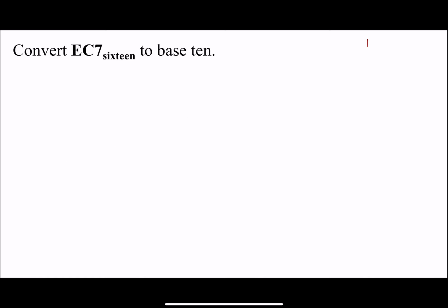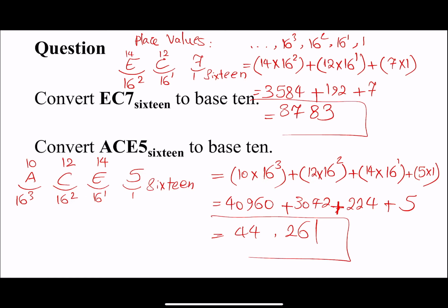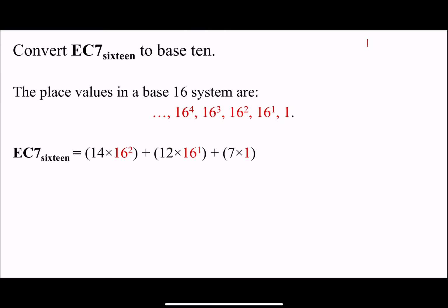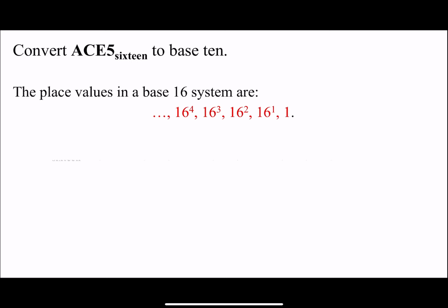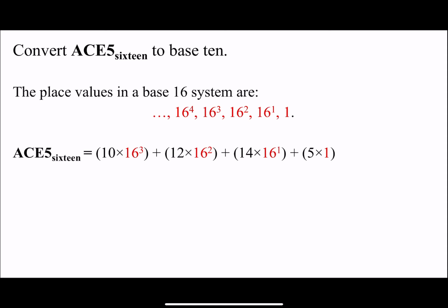Let's see. The first one was 3,783. Is that right? Yeah. Here we go. We wrote down the place values, multiplied each digit by its place value, and added the results. And for this one, we wrote down the place values, multiplied each digit by its place value, added the results, and that's what we got: 44,261.